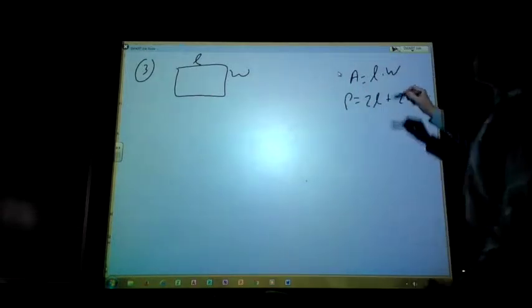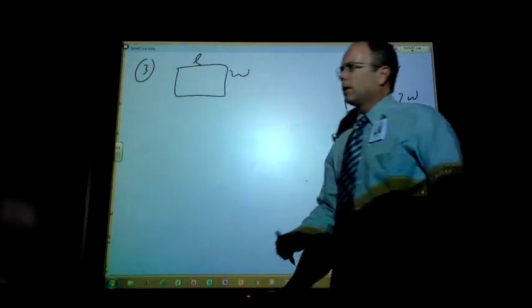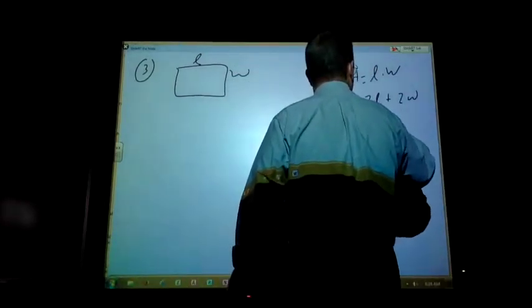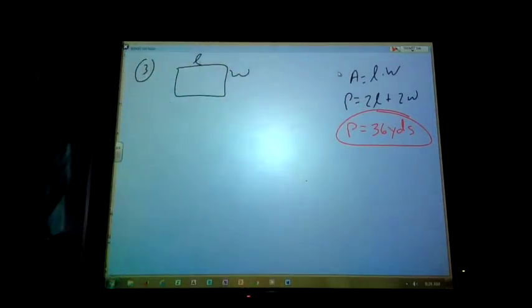Andrew, I know area is equal to length times width. We've only done it 3 times so far. And I know the perimeter is equal to 2L plus 2W. Okay? Andrew, talk to me about number 3. What are a few things that we know so far? Perimeter is equal to 36 yards. Okay, I like it. What else do we know?